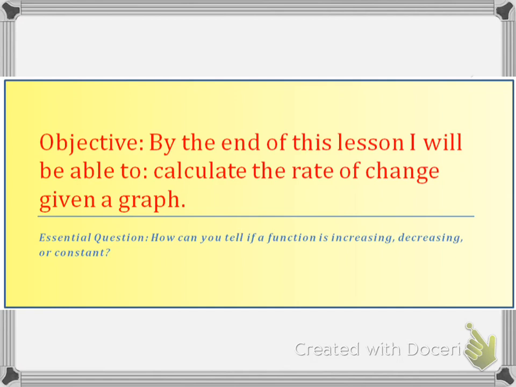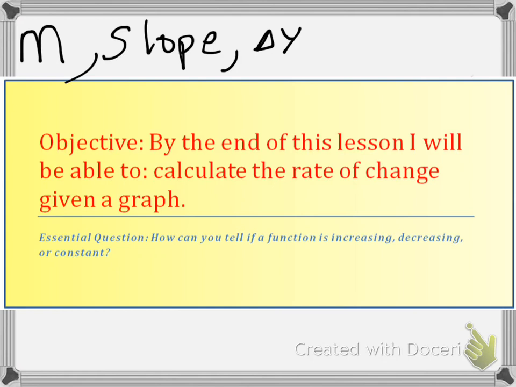So just to remind you, remember the rate of change can be written as m for our variable. It could be identified as the slope. It could be written as a ratio, the change of y over the change of x, or the rise over the run.